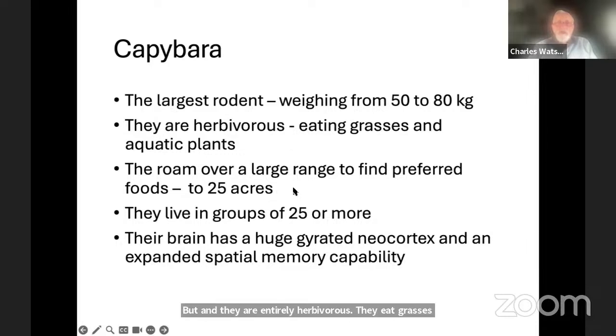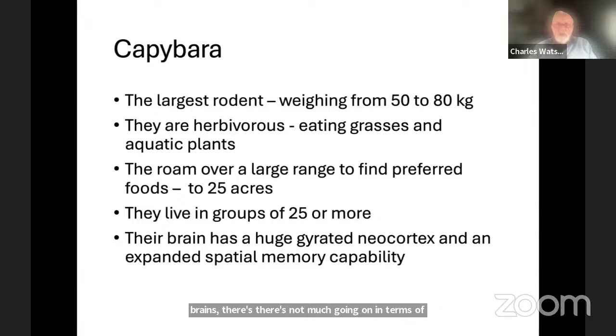They roam over a quite large range, which I think is important to what I'm going to show you in a minute, to find their preferred foods. They can extend over about 25 acres. They normally live in groups of about 25 or more. And they do have a very gyrated neocortex. When you're used to looking at mouse or rat brains, there's not much going on in terms of folding of the cortex, but these ones have that.